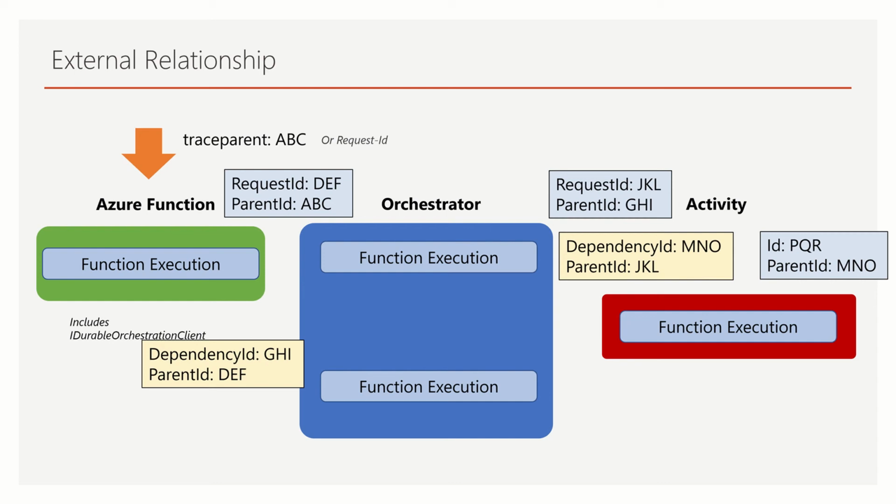You might want to get the request ID inside of the orchestrator or activity functions, because you might want to track custom telemetry, or create custom dependency telemetry yourself to send to the external system. In this case, you can do it like this. So I'm going to explain how to do it.